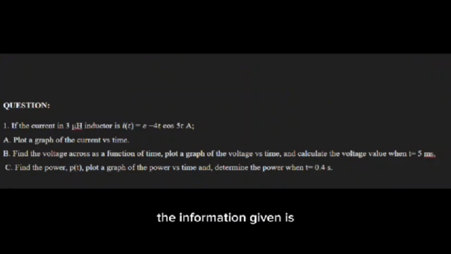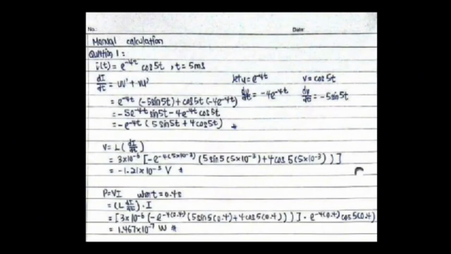The information given is that the current in a 3 microhenry inductor is i(t) = e^(-4t) cos 5t A. So, the first step that we need to do is manual calculation of the actual value. First of all, we will write down all the equations given earlier and find the value of t. We will get the answer of 5 after solving it, and we will proceed to the next step. After we get the value of t, we need to differentiate u and v. So, u is the exponential e^(-4t), and v is cos 5t.